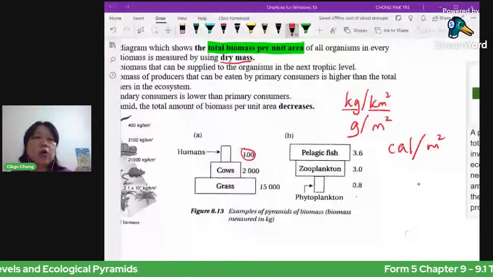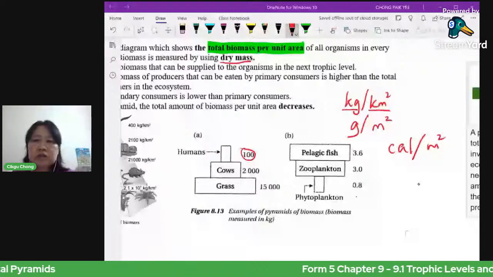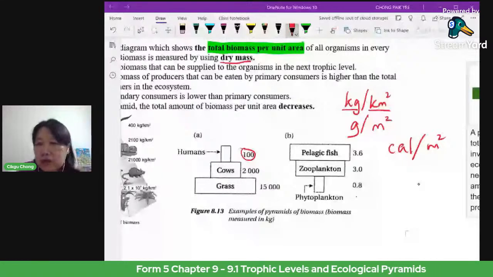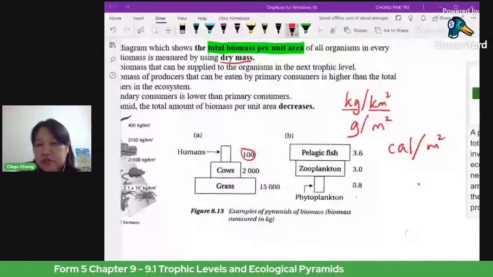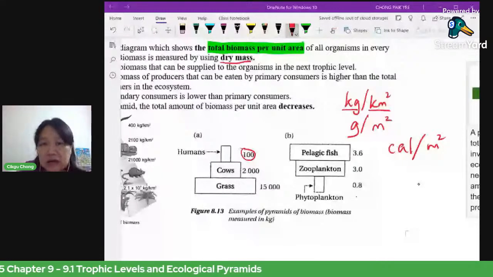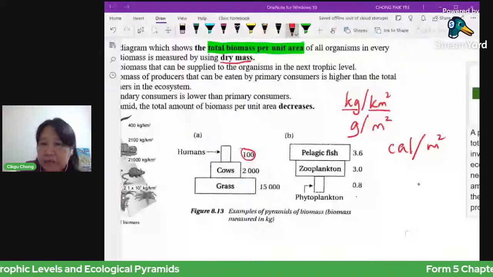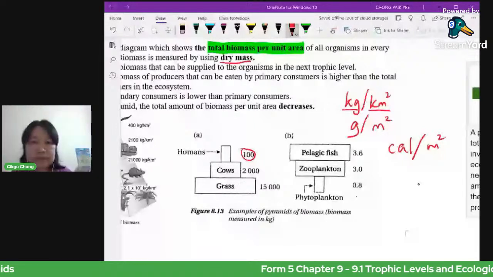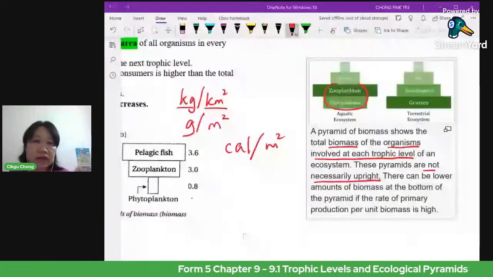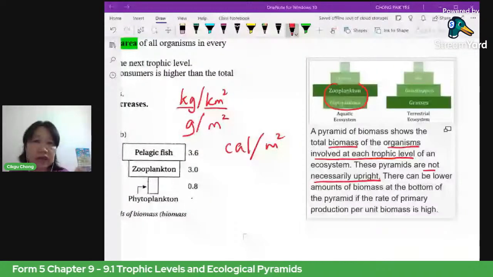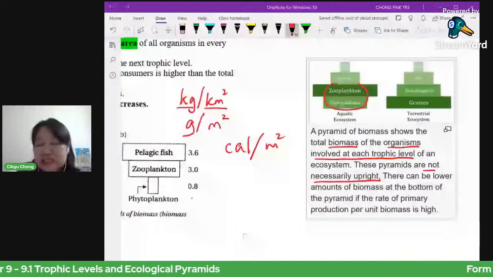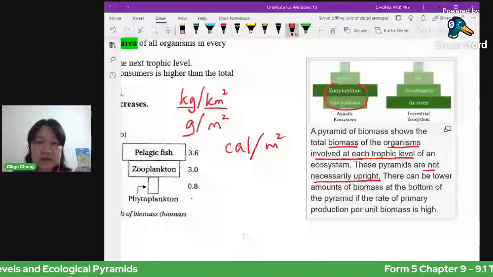So a pyramid of biomass shows the total biomass of the organisms involved at each trophic level of an ecosystem. So they are not necessarily upright. It can also be inverted, like in the case of the zooplankton and the phytoplankton. Phytoplankton are those algae which produce food, and they become food for zooplankton, the small little animals, which become food for small fishes and small prawns and so on. So it can also be inverted.